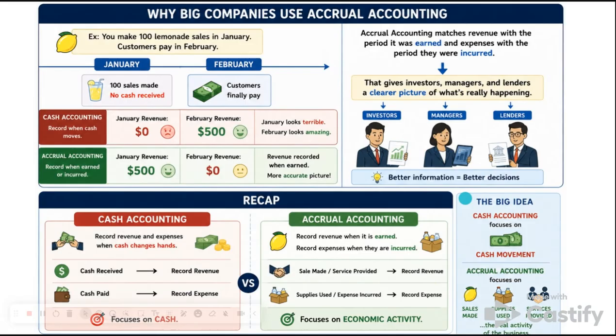Imagine trying to run a company if you only looked at cash. You might think business is terrible one month and amazing the next month simply because payments were delayed. Accrual accounting matches revenue with the period it was earned and expenses with the period they were incurred. That gives investors, managers, and lenders a clearer picture of what's really happened.